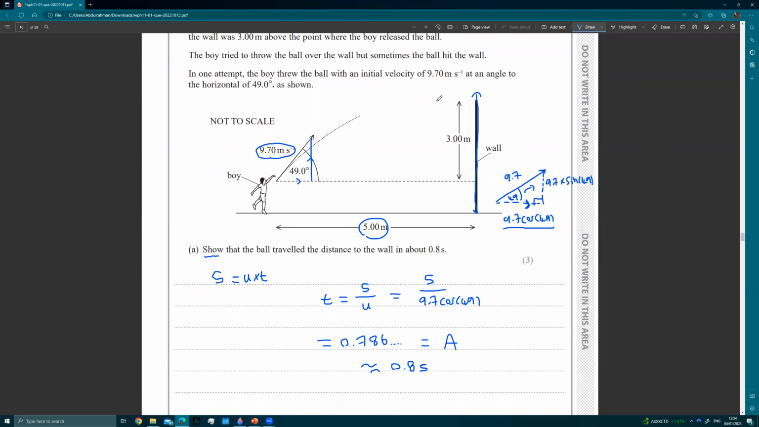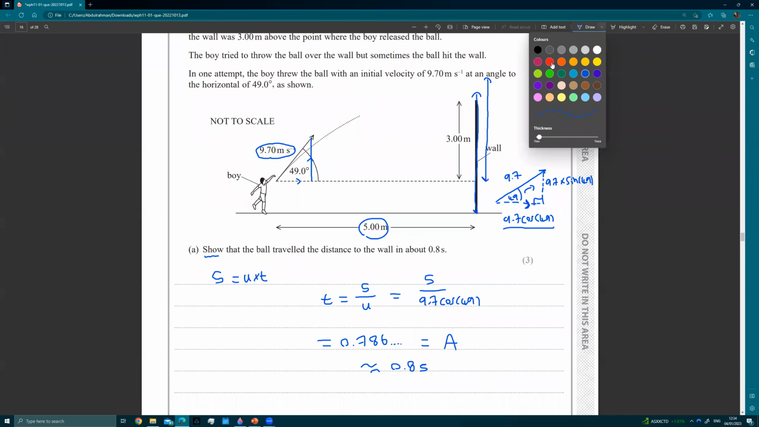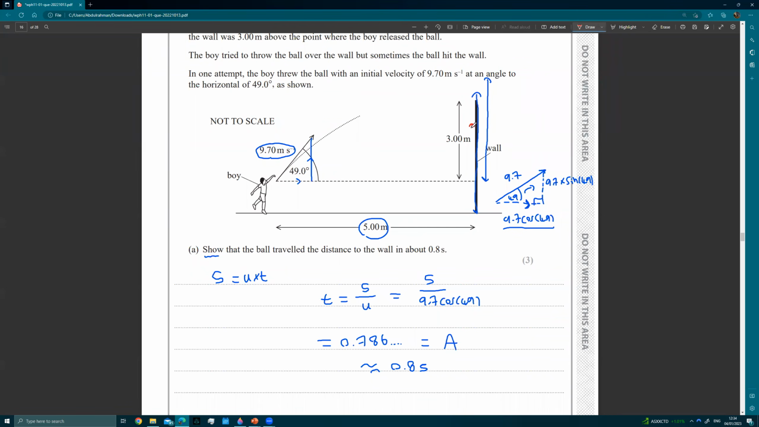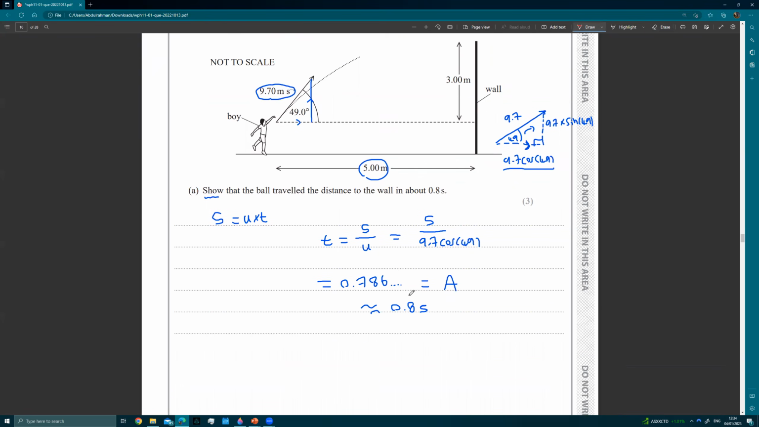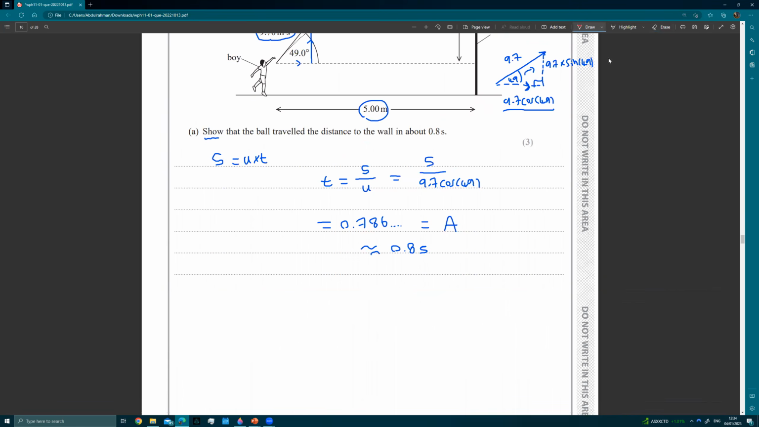If the vertical displacement was above 3, like this, then it would have gone over the wall. But let's say it was below 3, like this, then of course it would have hit the wall. So we're trying to work out the vertical displacement 0.786 seconds later, because that is the time it took to travel 5 meters horizontally. That's why it's a "show that" question, because we're going to have to use that time.